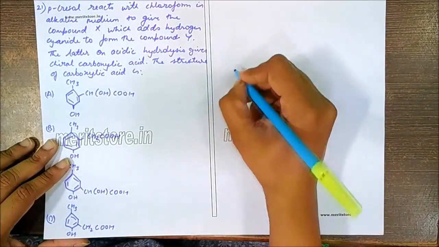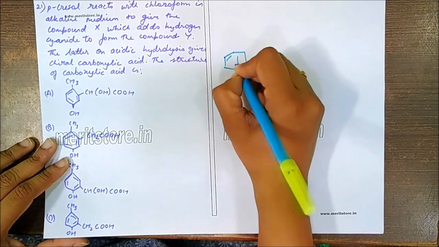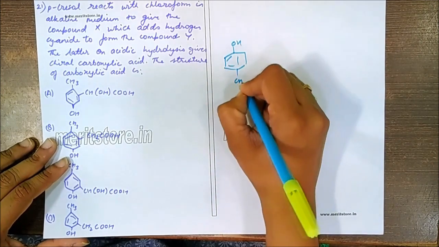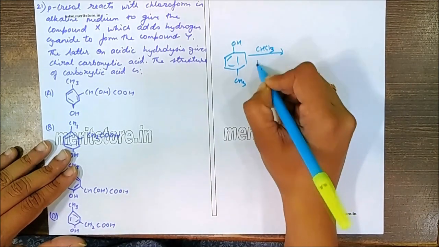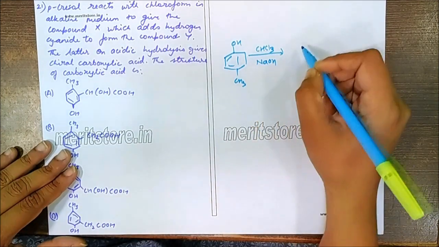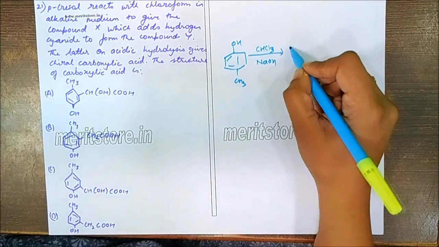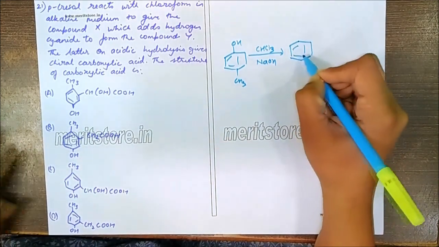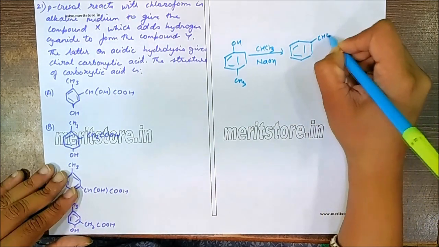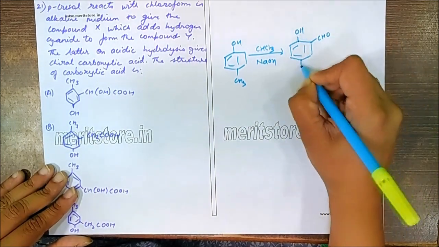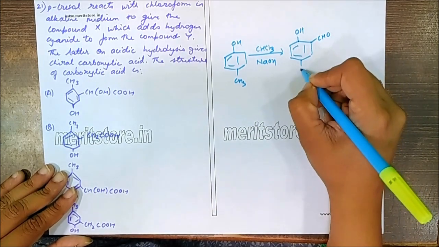Paracresol. If you talk about the paracresol, it's having OH and CH3 at para position. This on treatment with chloroform and alkaline media like NaOH will give you the compound X. This is the introduction of aldehyde group. Since it's at lower temperature, the aldehyde group will be attached ortho to the OH group.